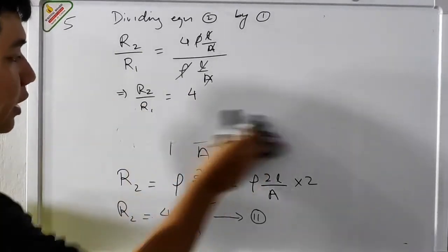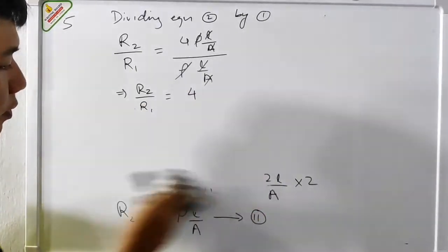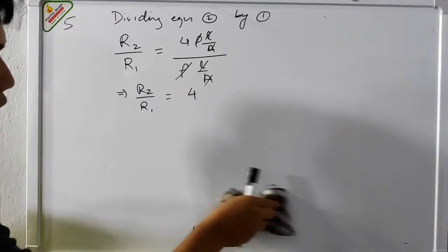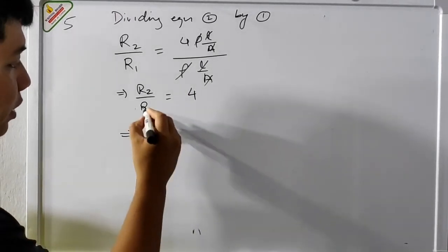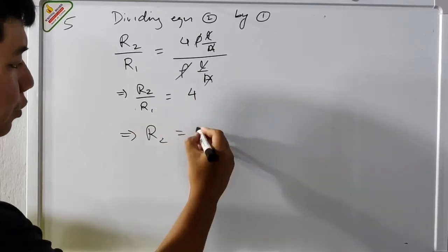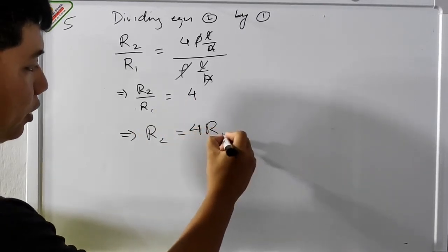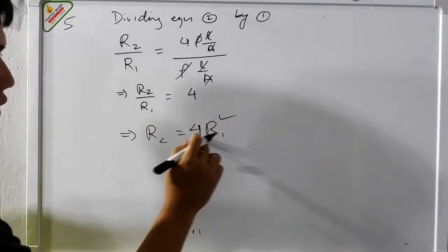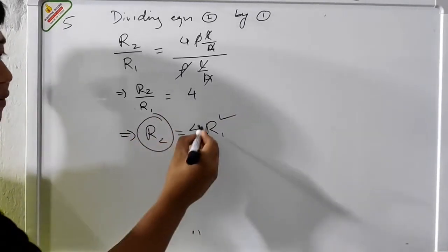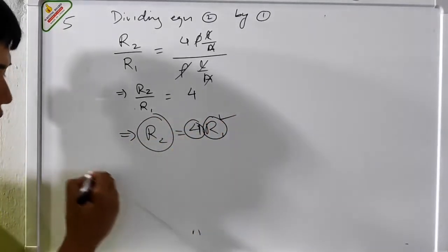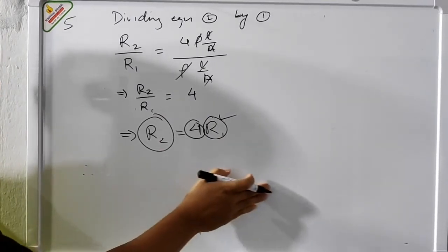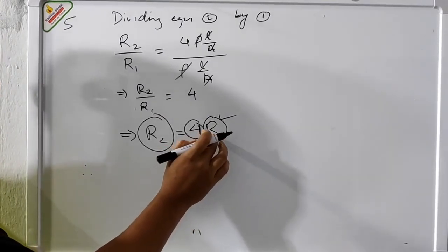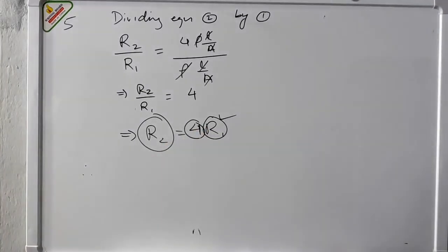We can conclude that the new resistance R2 is, cross multiplying, 4 into R1. 4 R1. This is the original resistance. The new resistance is 4 times the original resistance. Write in words. The new resistance is 4 times the value of the original resistance. Okay.